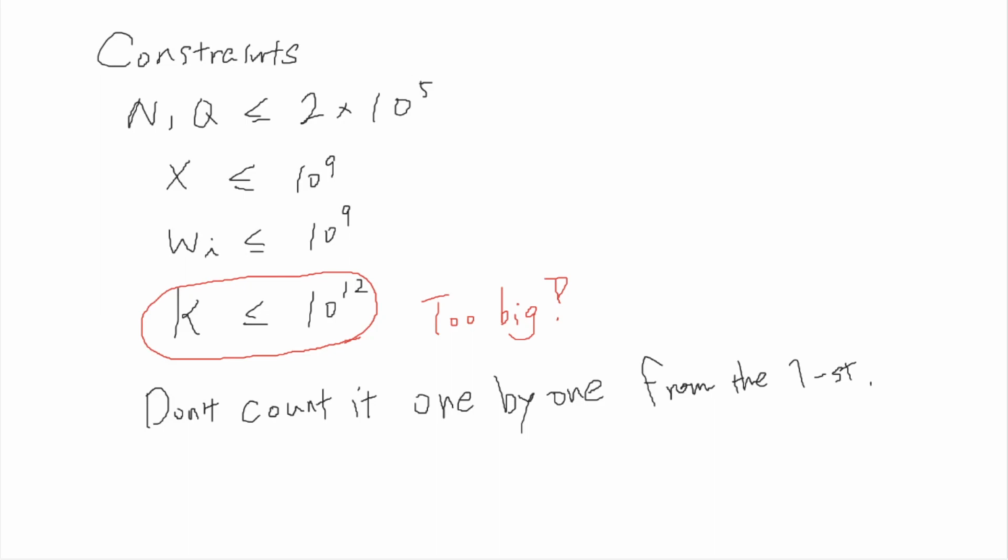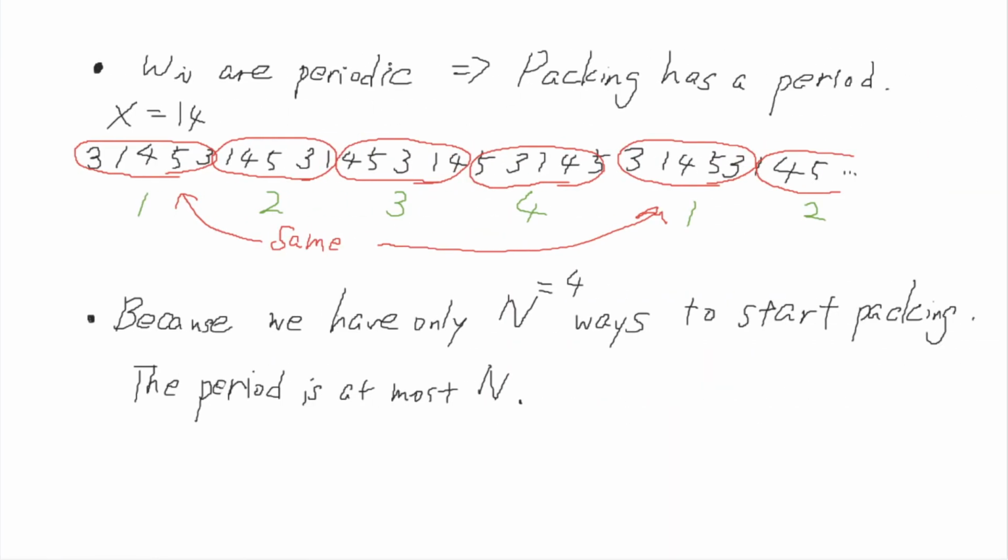We have to pay attention to the number. So we can't count the number of potatoes one by one from the first because K is too big. That's a caution. So let's talk about the solution.